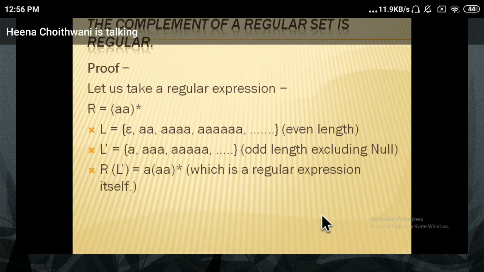How do we say that A star, already given in the question, is regular? I have concatenated the given set with A so that I'll be having all these strings of odd length excluding epsilon, right? And concatenation of a singleton set and the star closure is regular. Is it?